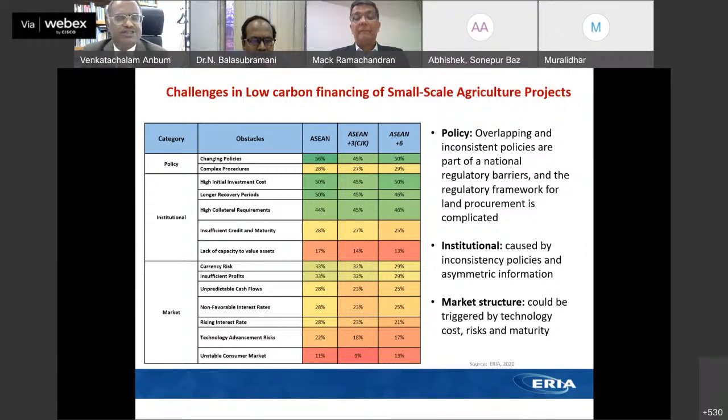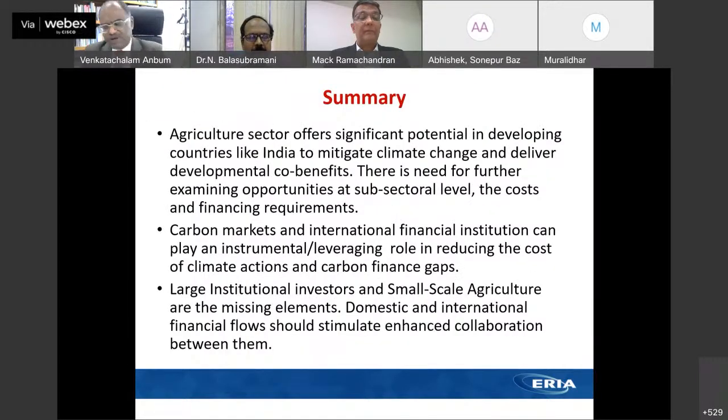Third one is the market structure. For example, who is going to take care of this technology advancement risk? It is not going to be the private sector, but some mechanisms should be shared. So I'm going to complete with this. This is my last slide, with three take-home messages.